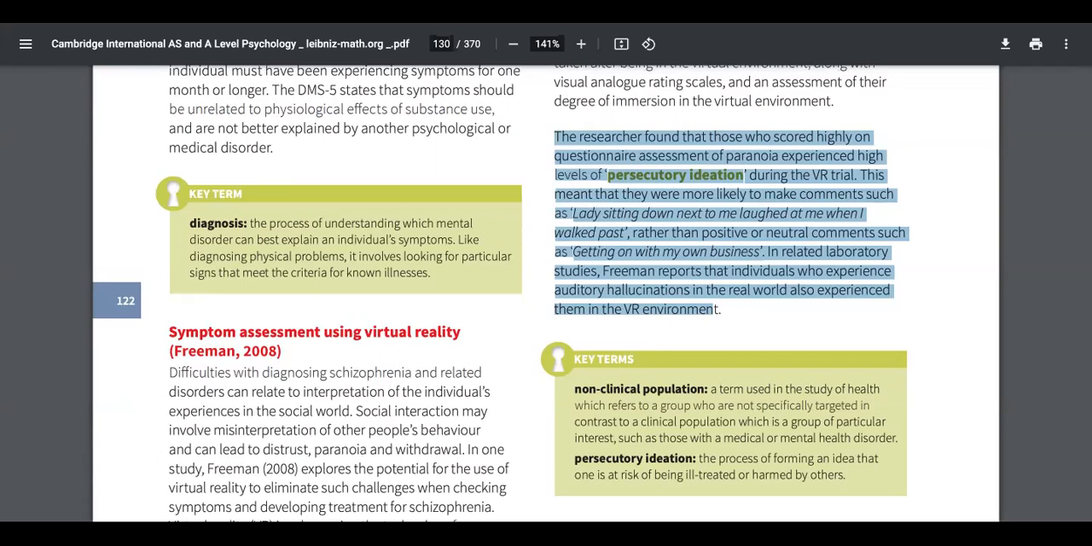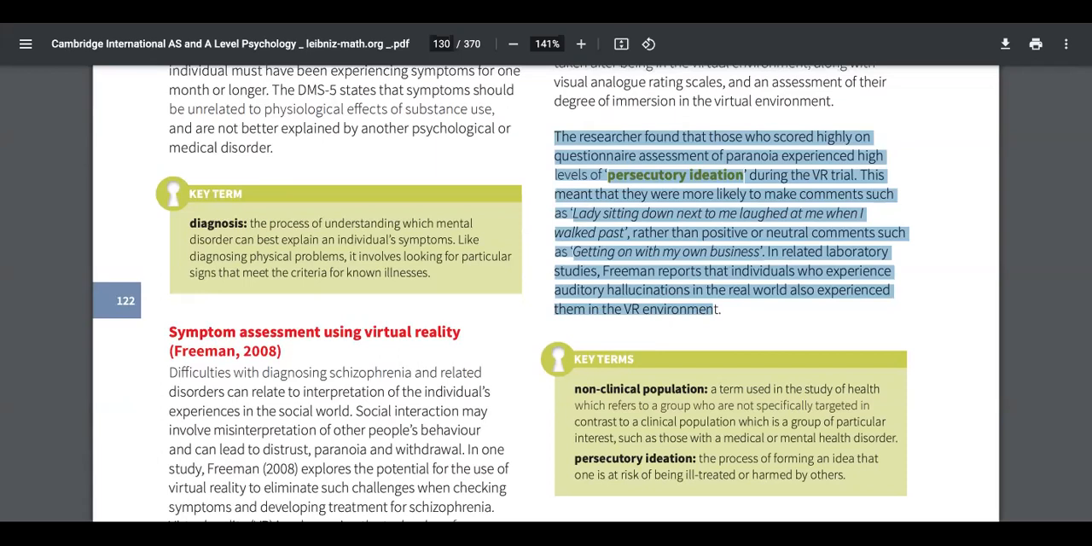In related laboratory studies, Freeman reports that individuals who experience auditory hallucinations in the real world also experience them in the VR environment. So we understand the first part, and the second part is just that Freeman also conducted laboratory experiments based on this whole procedure and aim, and those helped him find out that VR is a good technology in the sense that whatever is happening with you in the real world is likely to happen with you in the VR assessment as well, except that in the VR assessment it is being recorded.